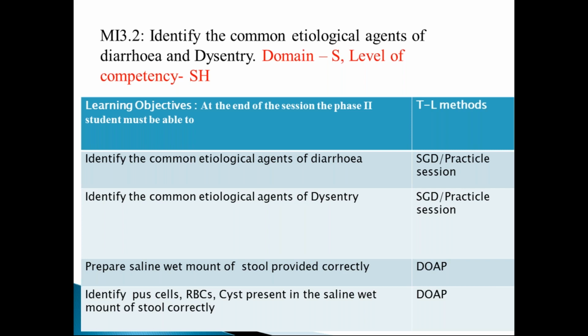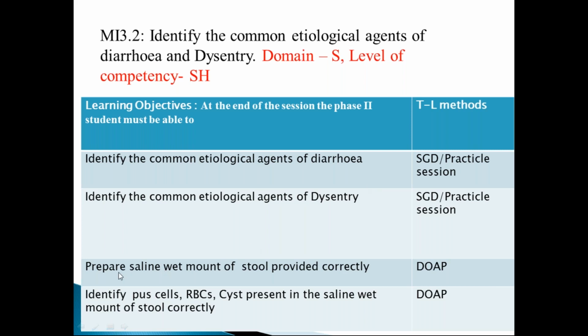Now what we will do here, identify the common etiological agents of diarrhea, identify the common etiological agent of dysentery, which can be done in the small group discussion and practical session. Here the student will be taught what are the different modalities to identify, like how we do the microscopy, what are the culture media we will use, how to interpret the colony characteristic, that is shows how.